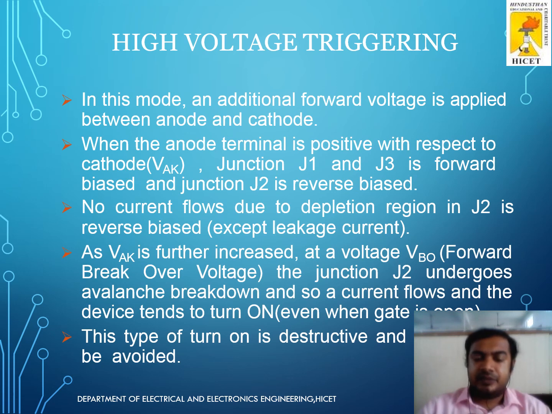As a result, if you increase the anode to cathode voltage further beyond the forward breakover voltage, the junction J2 undergoes an avalanche breakdown, and so current will flow through the device. The device is coming to the on stage. This type of turn on is destructive and it should be avoided.